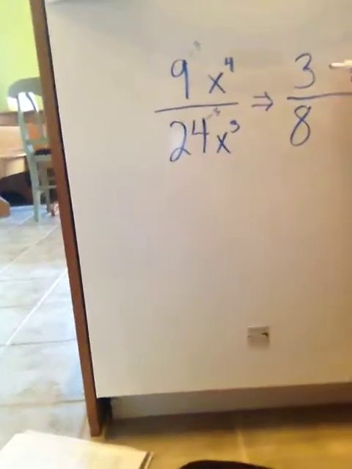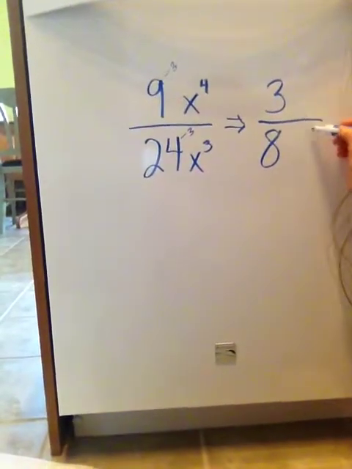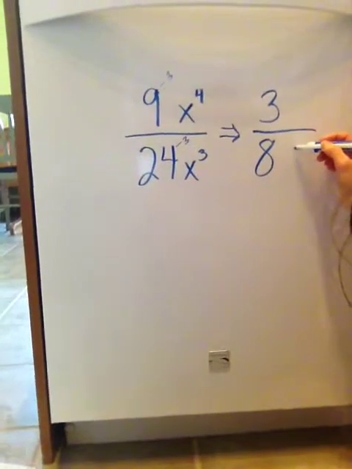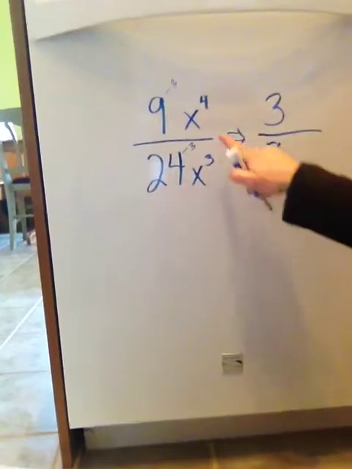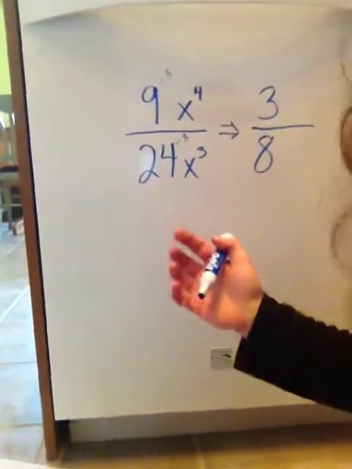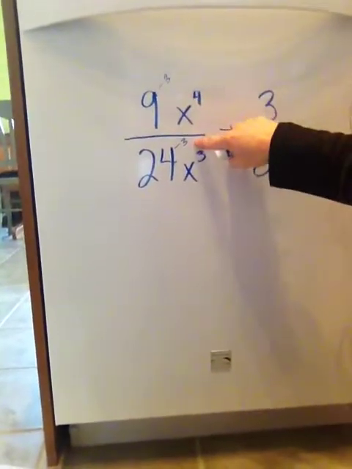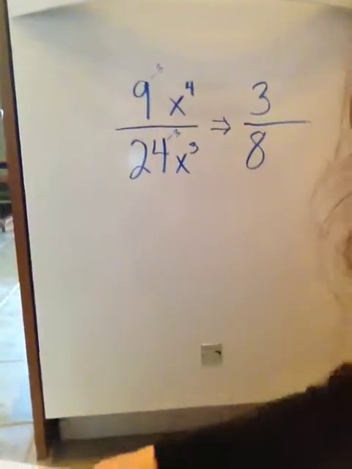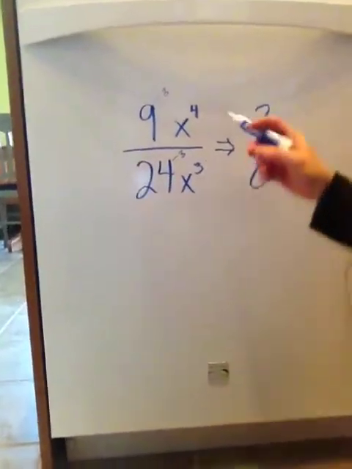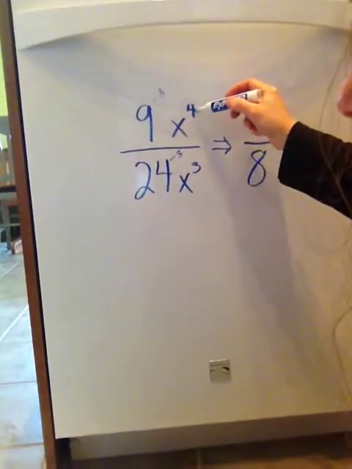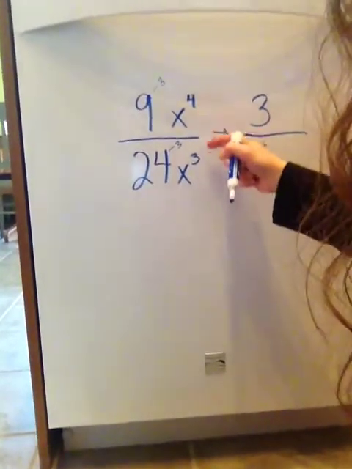Now I've got to check and make sure it's reduced all the way. 3 will only go into 3, and it won't go into 8, so I know I'm reduced all the way. Great. Now I move on to the variables. Remember, this is just like before. All variables have an exponent, even if it's not written, it's an implied 1. If you remember the general rule, you just subtract the exponents. So we'll do 4 minus 3.